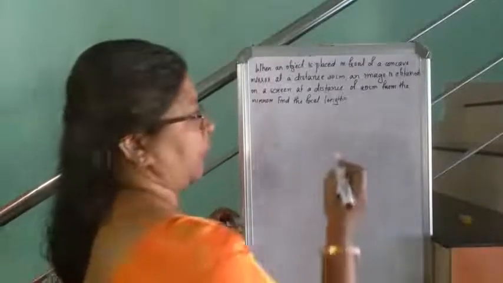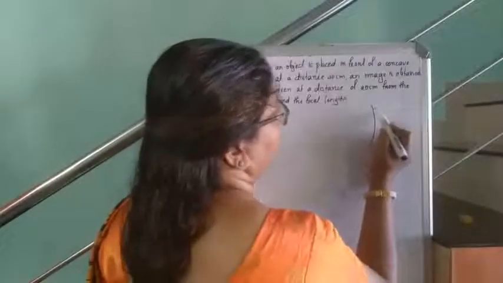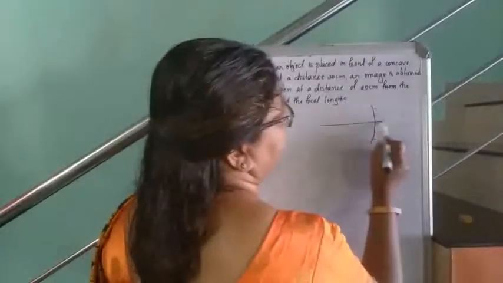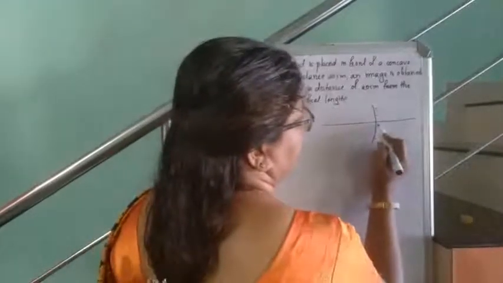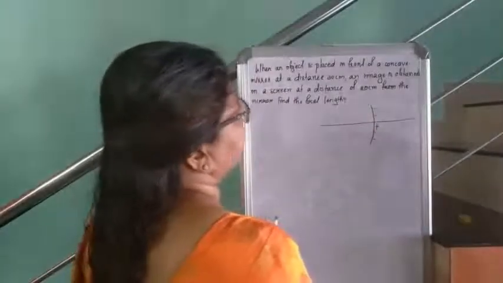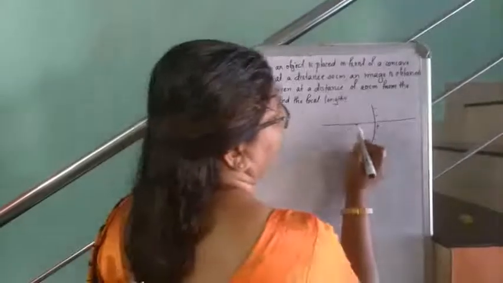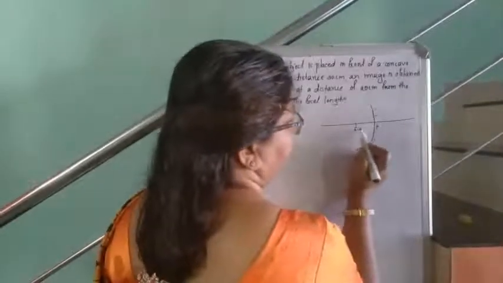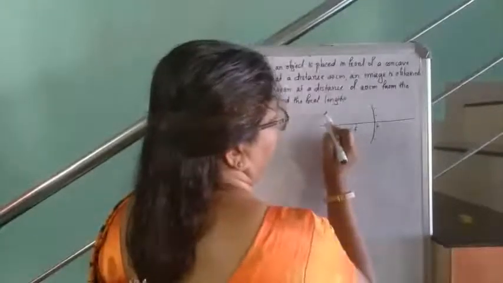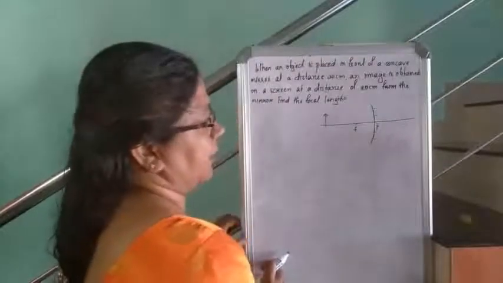So no measurement is needed. You draw a rough figure like this. A concave mirror is in the question, so a concave mirror is drawn. Then you have to draw the principal axis and mark P. Suppose you are drawing F here. Then an object is kept at a distance of 30 centimeter.